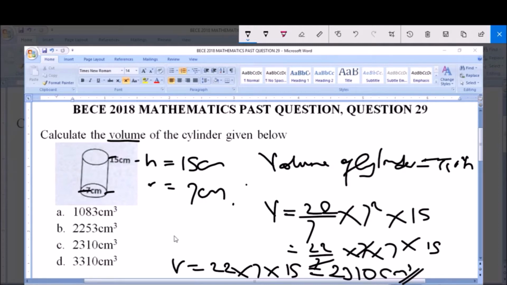Now from the options, A says 1083 centimeter cube, which is wrong. B says 2253 centimeter cube, which is wrong. C says 2310 centimeter cube, very correct. And D says 3310 centimeter cube, which is wrong. So the answer to this question is option C.